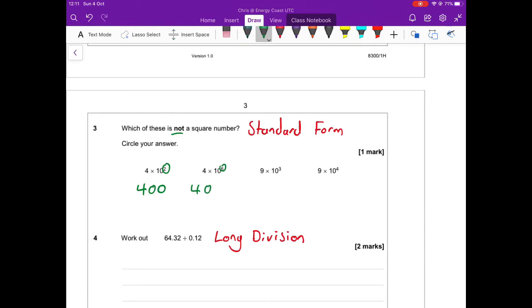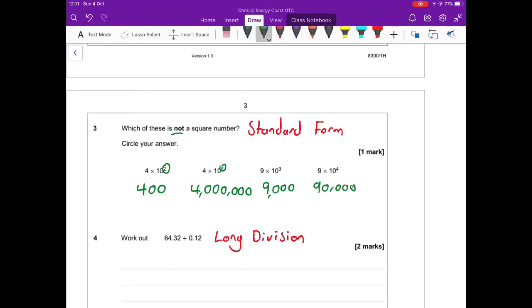So let's carry on with that. 4 and then 6 zeros: 1, 2, 3, 4, 5, 6. That's 4 million is what that second one means. 9 followed by 3 zeros, so 9,000. And then 9 followed by 4 zeros, so that'll be 90,000.